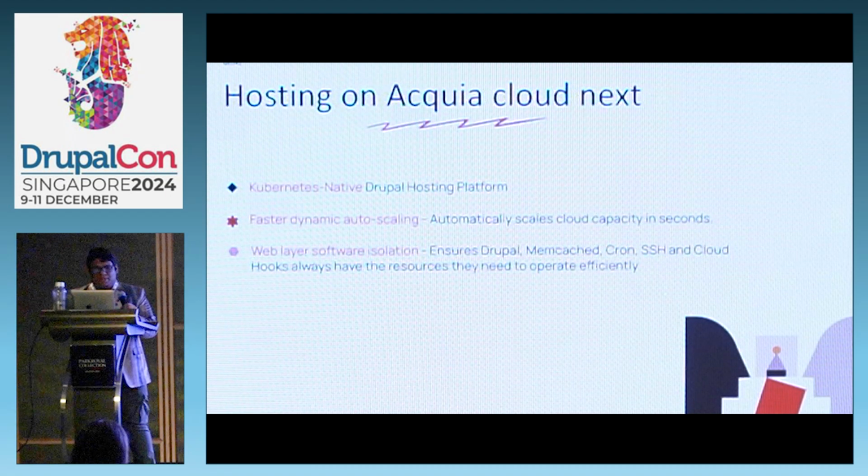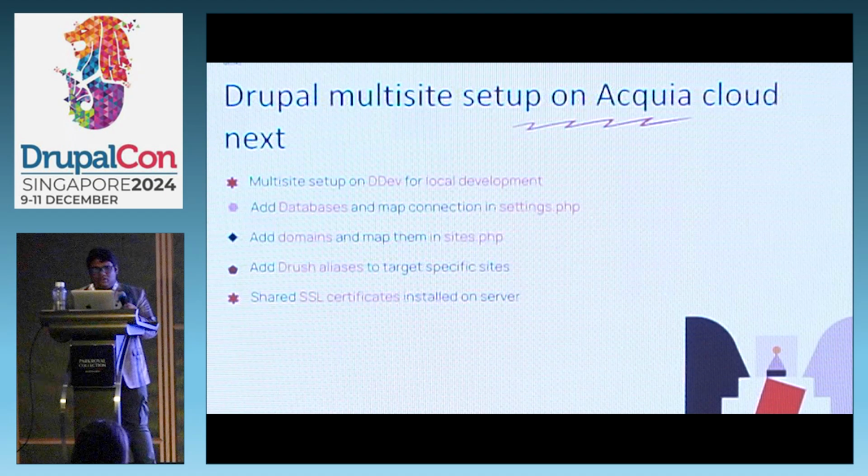It includes Memcache, cron, SSH, and all those important things which help with building out the sites easily. After that, we set up the multi-site on Acquia Cloud. The setup was simple. Basically, for DDEV we use it for local development.